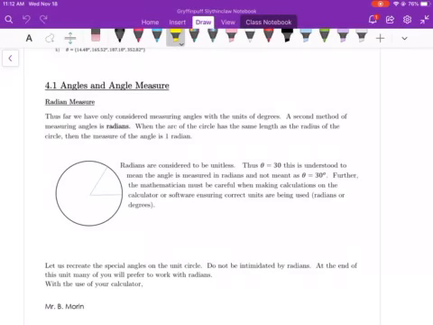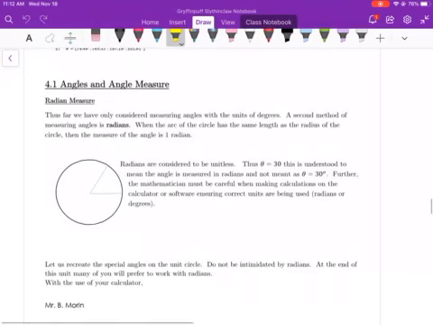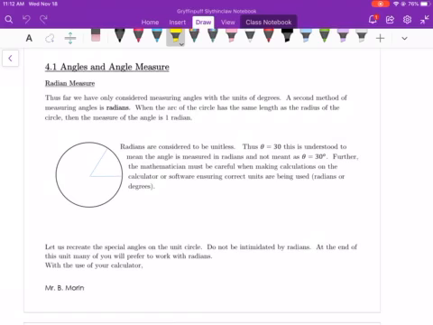All right, welcome back to another installment of trigonometry. So today we're going to look at 4.1 angles and angle measures. We talked about radian measure, and some important ideas here is that when we're dealing with degrees, the distance all the way around the circle in degrees is 360 degrees.